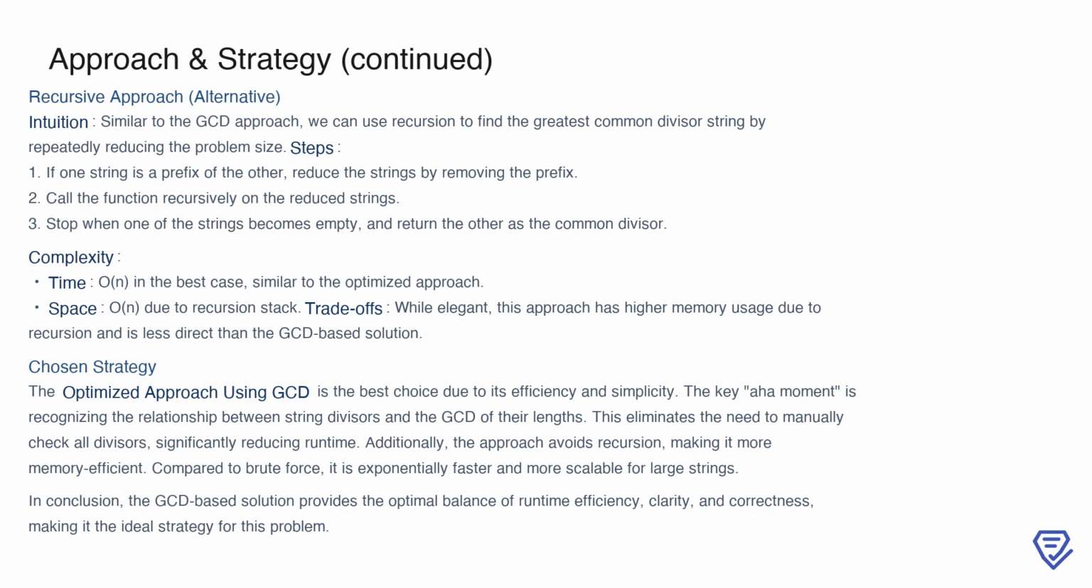Specifically, the time complexity is similar to the optimized GCD-based solution, but the space complexity increases because of the recursion stack, which can be problematic for very large inputs. Ultimately, the best choice is the optimized GCD approach. Its efficiency, simplicity, and memory usage make it superior to both the brute force and recursive methods. By recognizing the relationship between string divisors and the GCD of their lengths, we eliminate unnecessary checks and achieve the most effective solution for this problem.